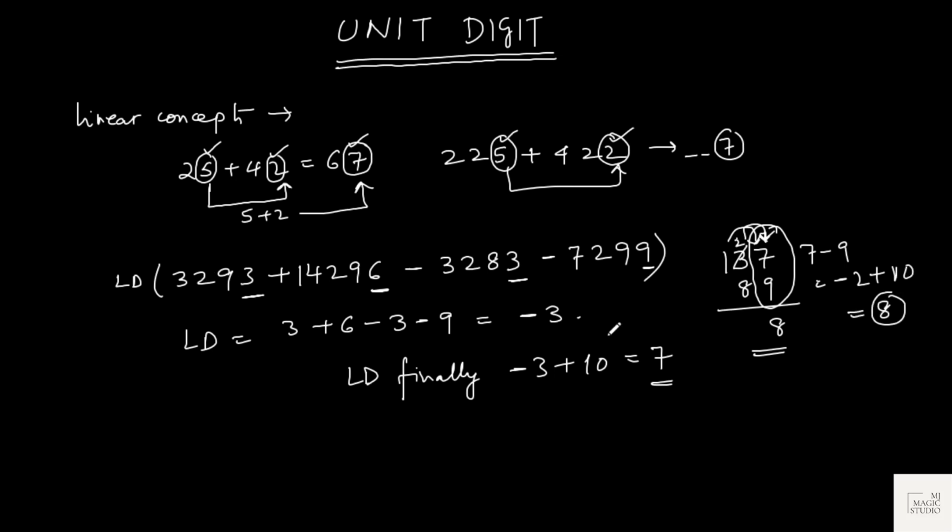Likewise, if after doing all the linear calculations, you are ending up at a negative point, please add up the base point of that system. The base point of our system is 10. We are adding up 10. So the last digit of this expression would be 7 and not minus 3.